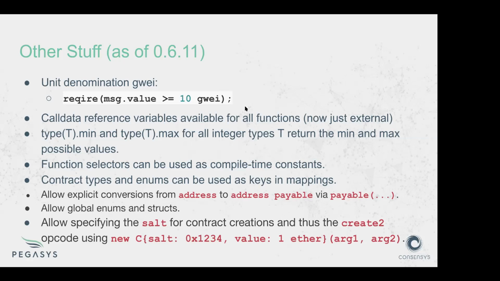The function selectors are compile time constants now, so you can use them if you need to. Contract types and enums can be used as keys in mappings. And the second last one here: enums and structs can now be defined outside a contract. What this will allow is you to use the struct and enum across multiple contracts more easily. The last bullet point here is all about being able to use create2, where you specify a salt for generation of a contract address.